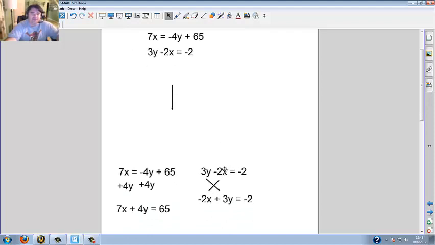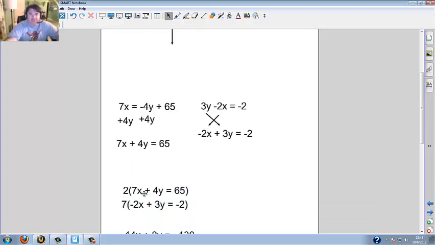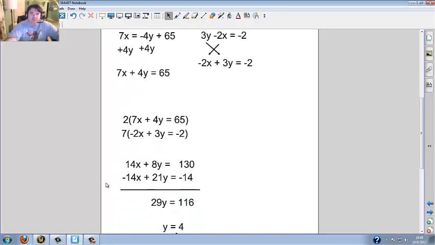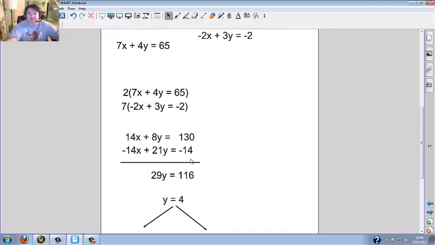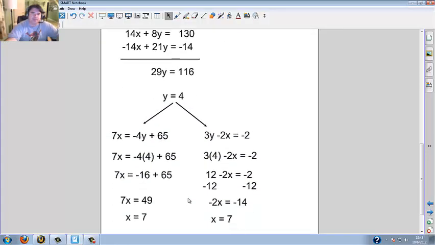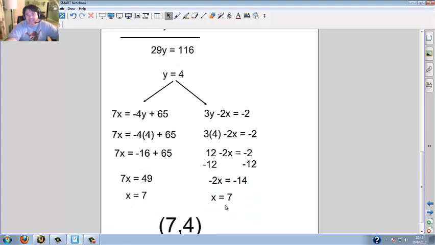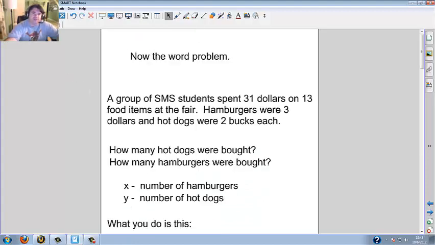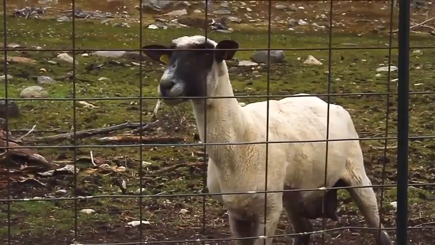I went ahead and moved the x and y's this way to put x first, then y. Then I went ahead and added 4y to both sides, and I just stacked them like this. Step 2, I went ahead and made both of these 14 and negative 14, causing the rift there, which cancels. 29 and 116 divided out, y equals 4. Did both sides, got 7, 7, 4. Now, the word problem.